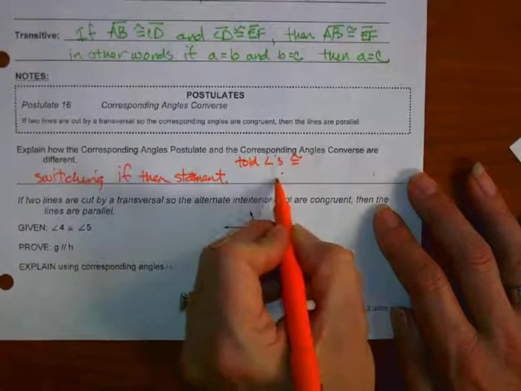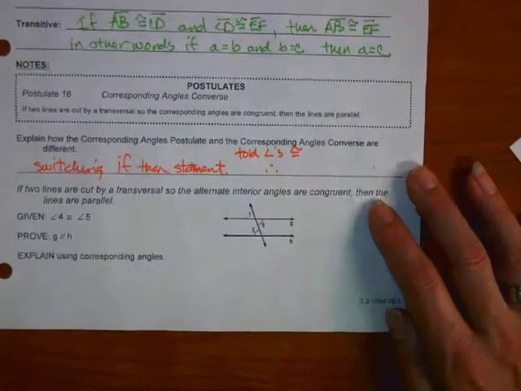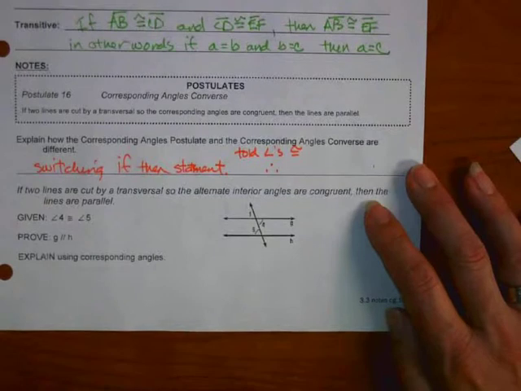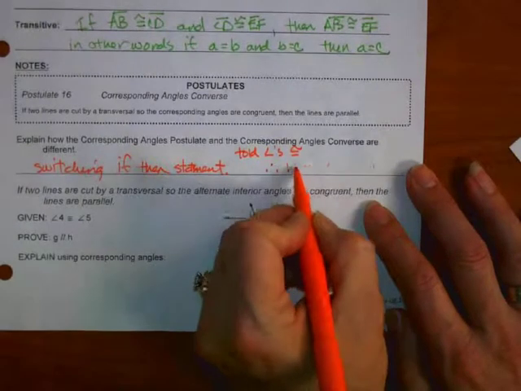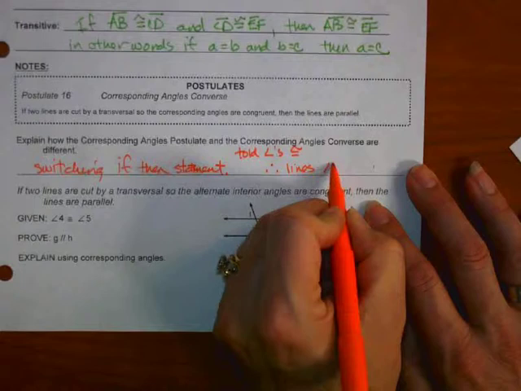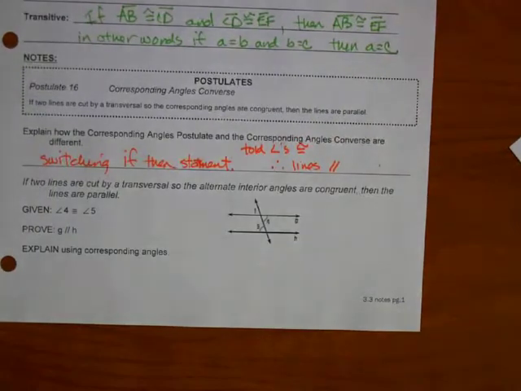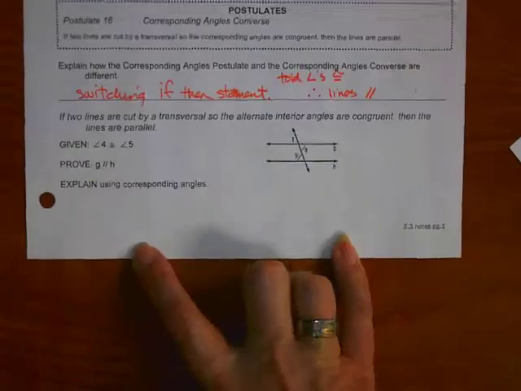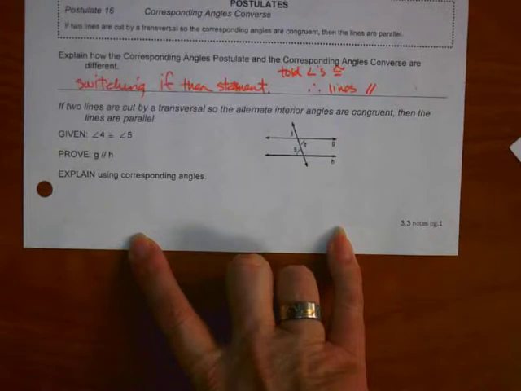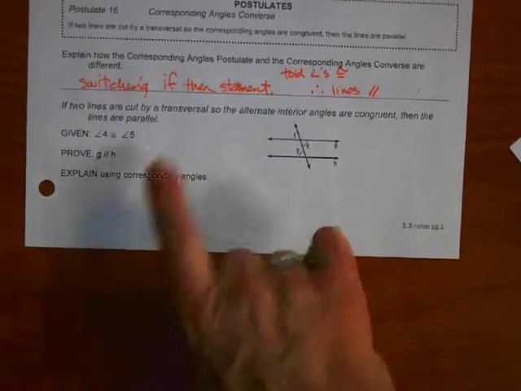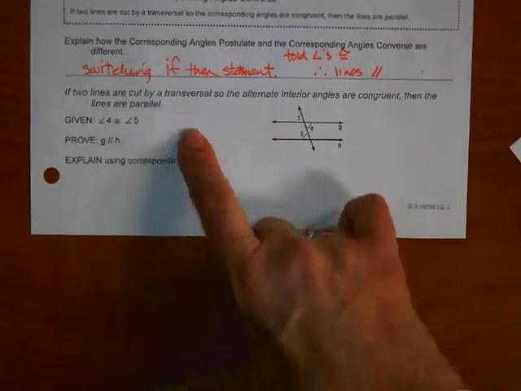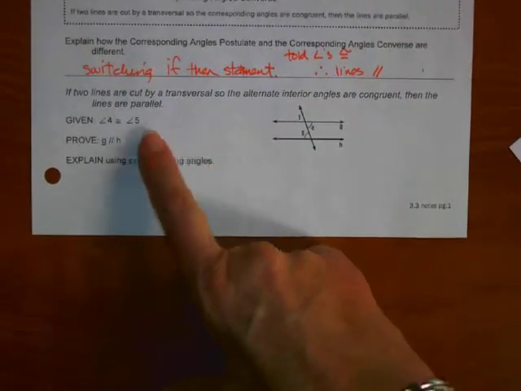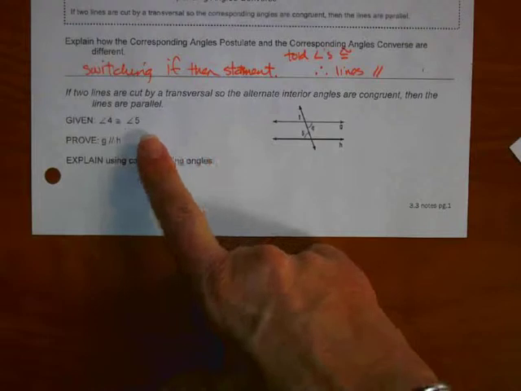Therefore, has anybody ever seen this for therefore? Three dots. I guess it's like medical shorthand or something. Therefore, the lines are parallel instead of the other way around. Okay, so here we go. You need to write small here. So if two lines are cut by a transversal, so the alternate angles are congruent, then the lines are parallel. Alternate angles, okay, it's the same thing, alternate angle converse basically.